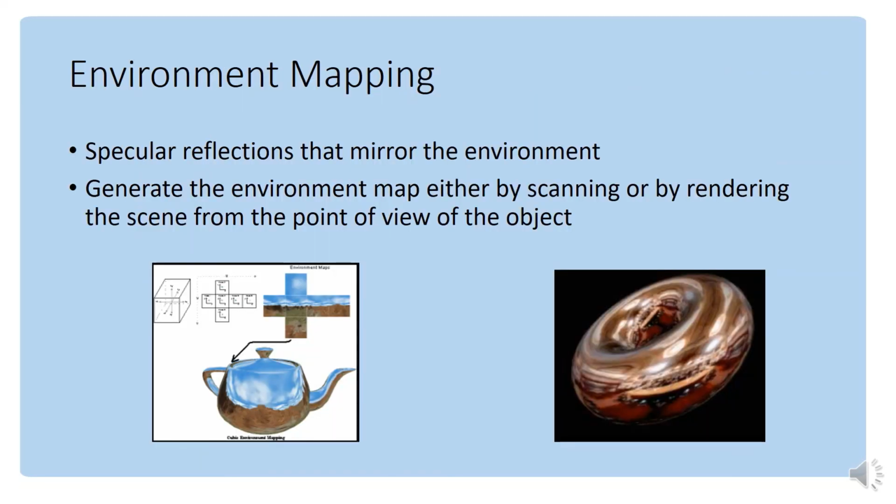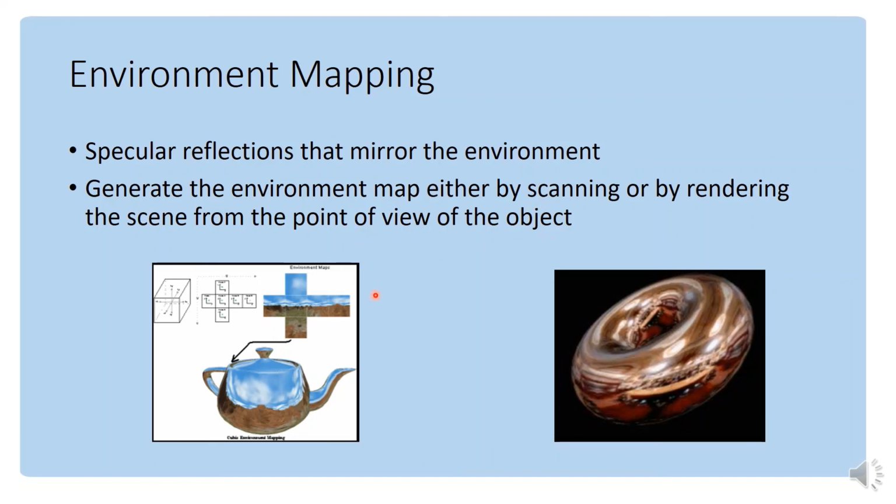Now we are talking about environment mapping. What is environment mapping? It is basically a specular reflection that mirrors the environment. Specular here means a shiny surface. It is a shiny surface reflection that mirrors the environment, and it generates the environment map either by scanning or by rendering the scene from the point of view of the object.